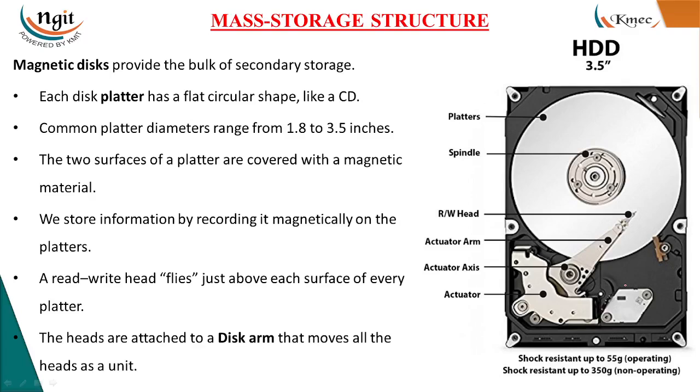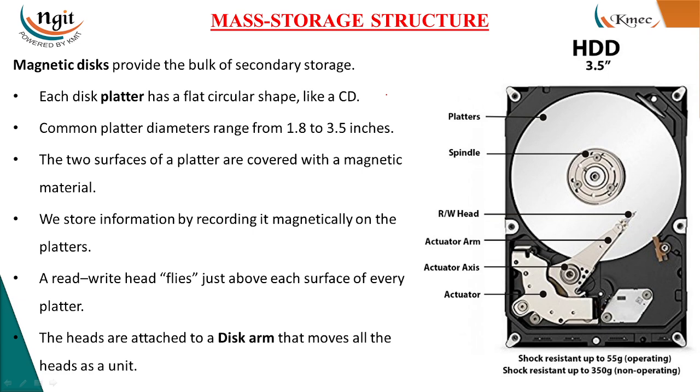Let's see the next topic in Unit 5, mass storage structure. In this mass storage structure, generally we use magnetic disk as a secondary storage. Previously we used magnetic tapes, but compared with magnetic tapes, magnetic disks are better. These magnetic disks provide the bulk of secondary storage.